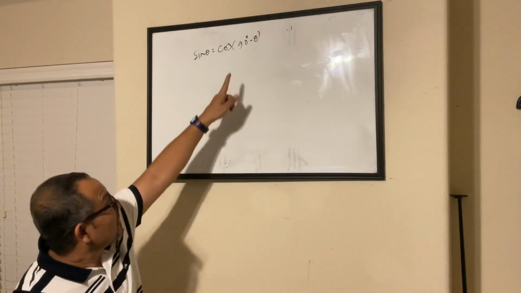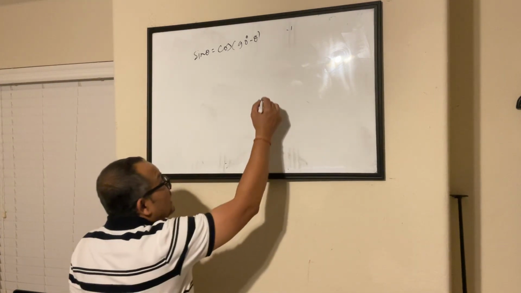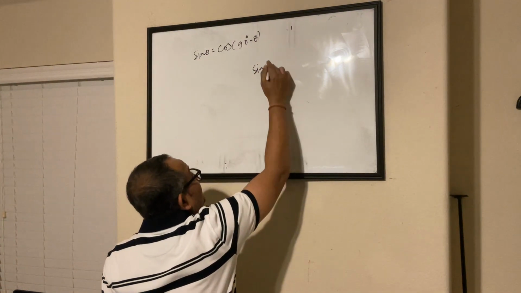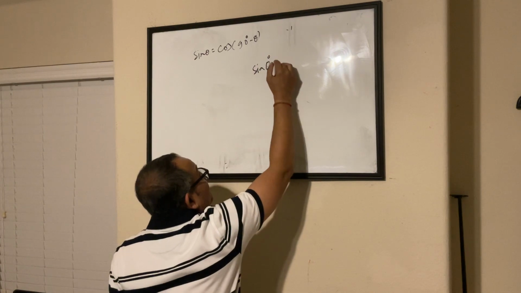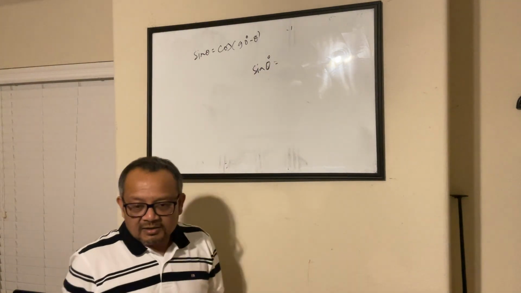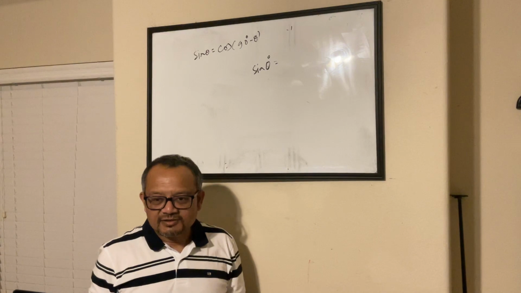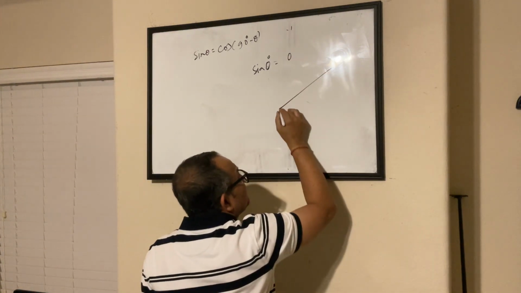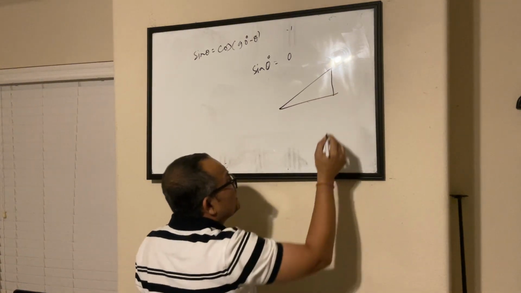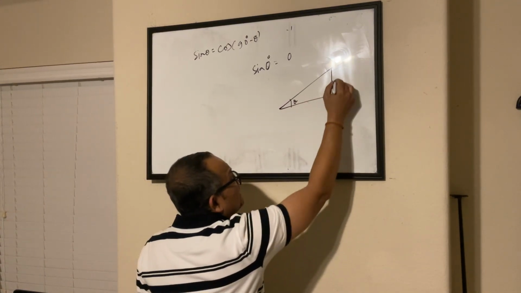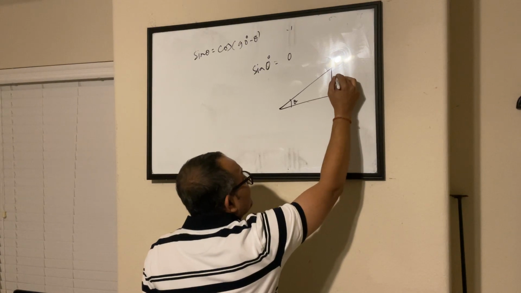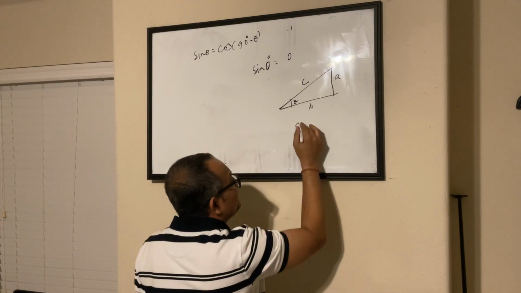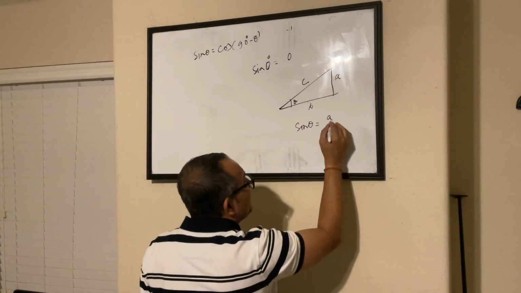So now let's look at what is the significance of this one. If I ask you what is sine of 0 degree, any guesses? It will be 0. You have to just visualize this right angle triangle. This is theta. Let's say this is A, this is B, and this is C. Sine of theta is A by C.